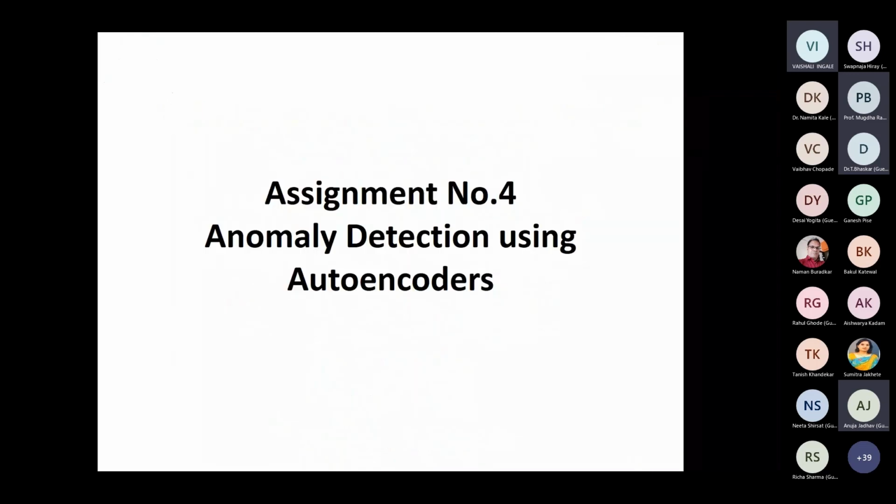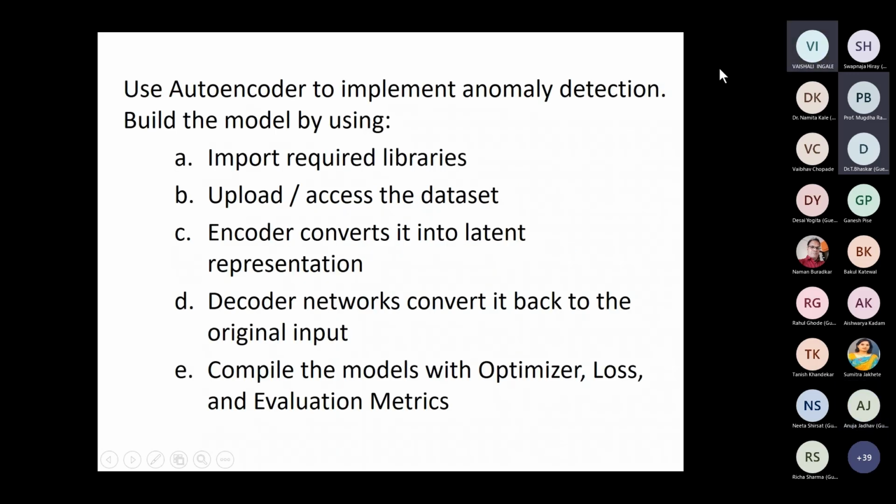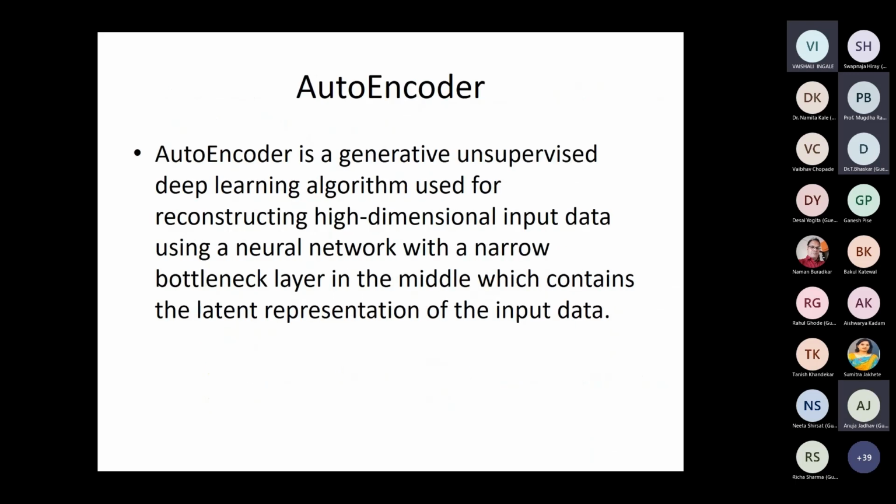In this FOP, I'm going to focus on assignment number 4 and assignment number 5. First, we will see assignment number 4, anomaly detection using autoencoder. The problem statement given in the syllabus is: use autoencoder to implement anomaly detection. Build the model by importing the required libraries, uploading and accessing the data set. The encoder converts it into the latent representation, the decoder network converts it back to the original one, and then compile and assess the performance of the model.